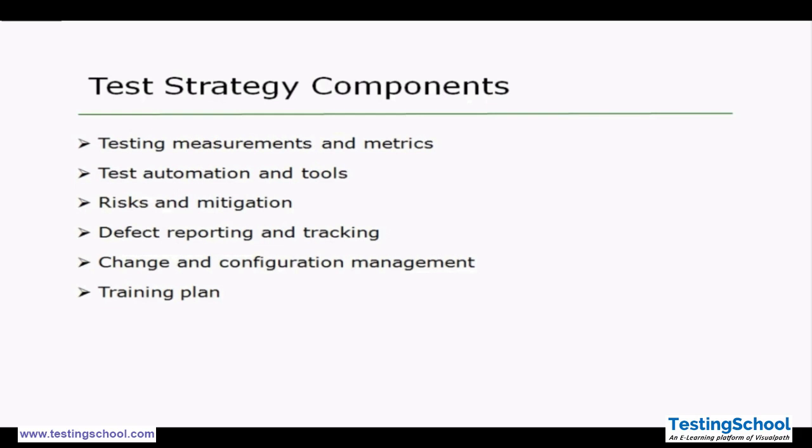Then the defect reporting and tracking. So how you are going to report the defect to the client. It is mentioned whether it is in Excel or any tool like Jira, Rally, Quality Center that we call ALM, or Spira. So any particular tool you are going to use for your defect reporting is all mentioned in this particular test strategy document.